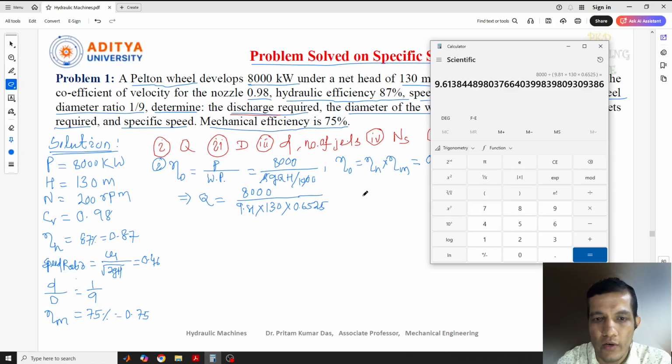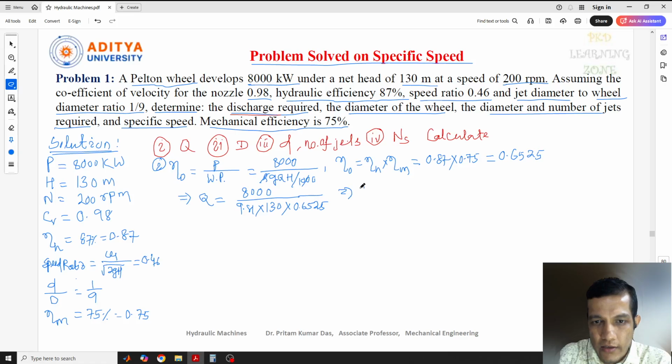Anyway, whatever value we got, we need to follow that. So 9.6138. So I can write here Q equal to 9.614 meter cube per second. This is the unit. This is the discharge required, or discharge from the turbine. So this is the first point that we have calculated.